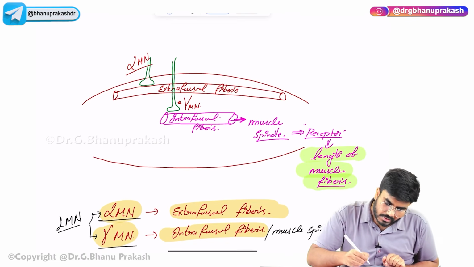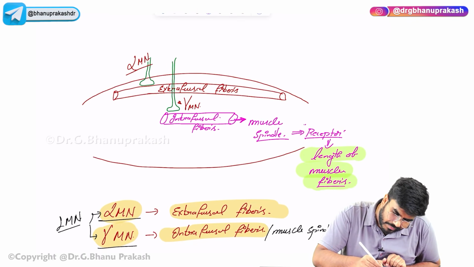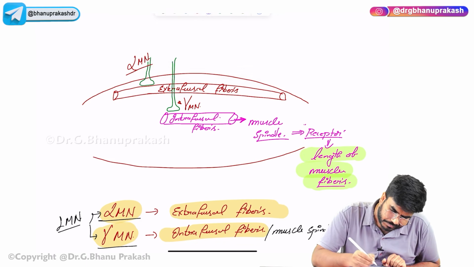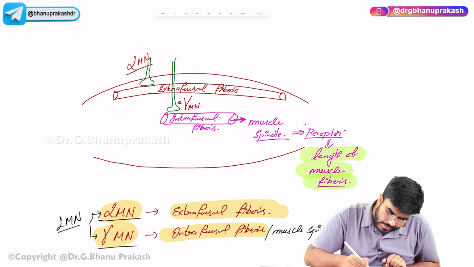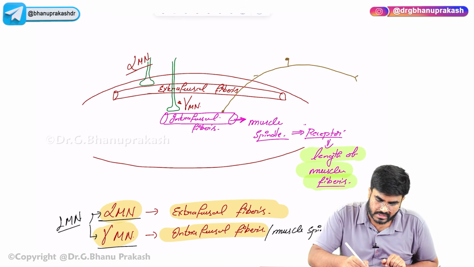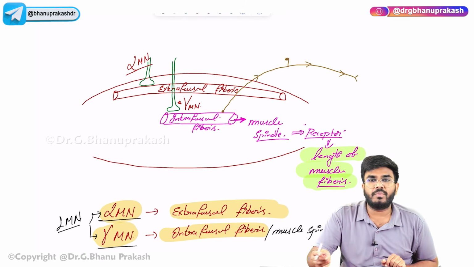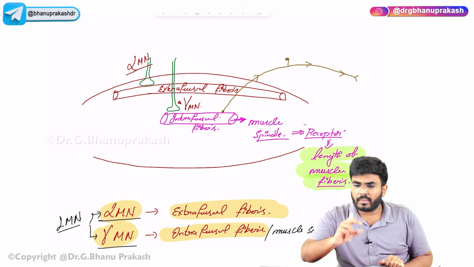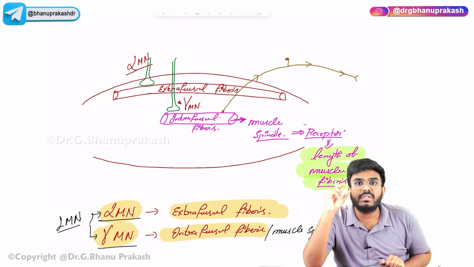It's a receptor, right? So from this area the information has to go. Now from this muscle spindle, the information has to go to the central nervous system. What is the length of the muscle fiber? Proprioceptive information. What is the length of the muscle fiber? How much contraction is there? So this information has to go to the central nervous system.